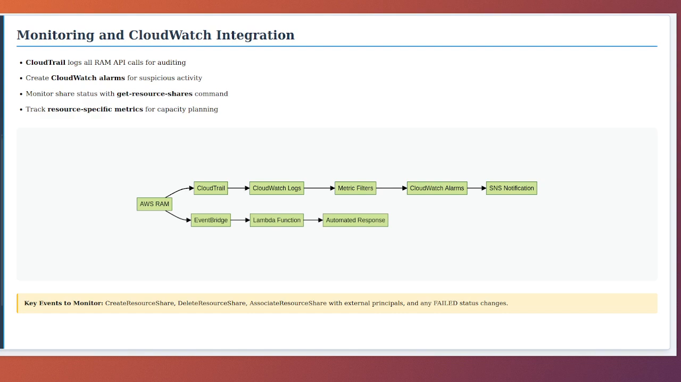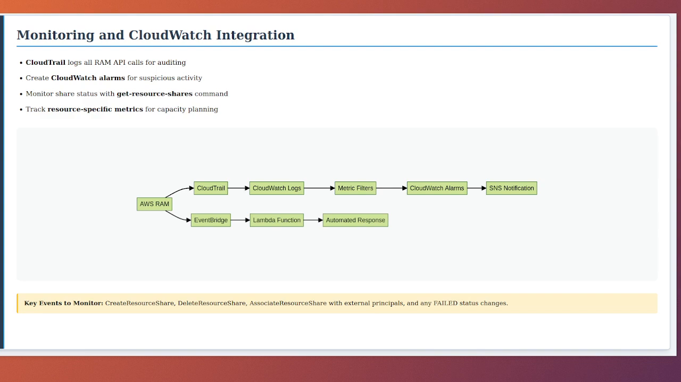For monitoring share status, use the AWS RAM Get Resource Shares command to check the status of your shares. Shares can be inactive, pending, failed, or deleting status. A failed status indicates a problem that needs investigation, such as an invalid resource ARN or permission issue.